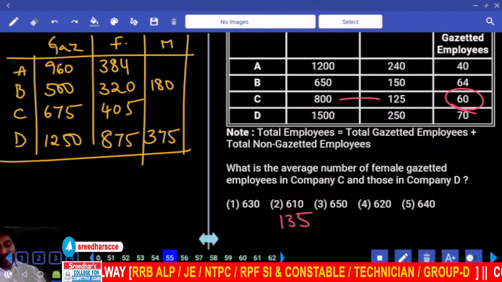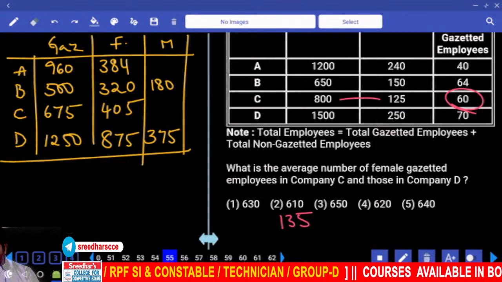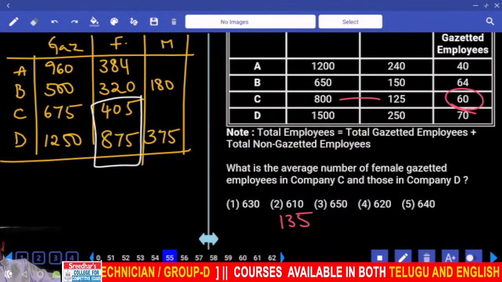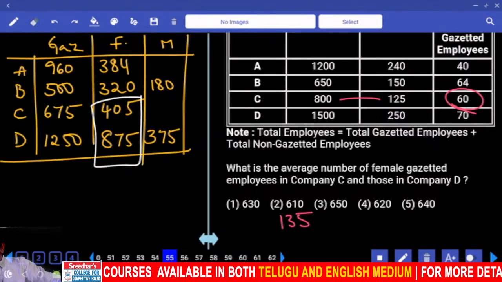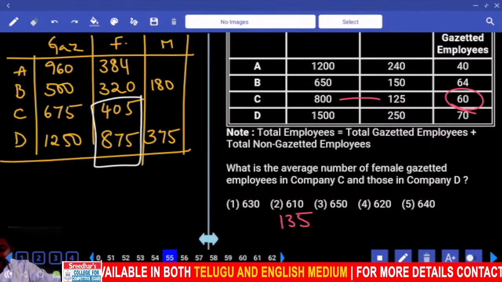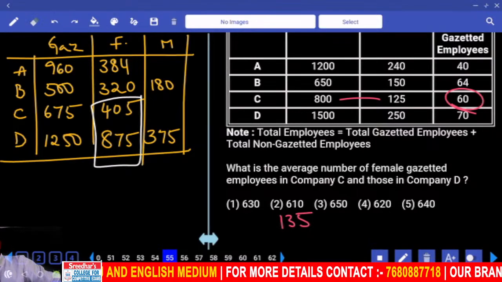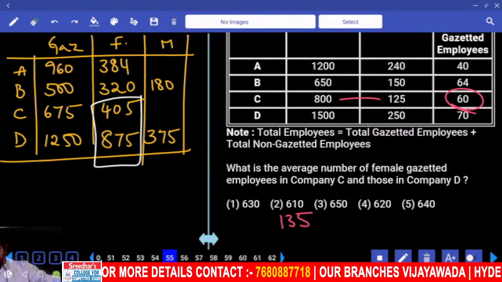Now the question is to identify female guested from C and D. Average we have to calculate, correct? Look at hundreds places only. 400, 800. Average is 600. Leaving hundreds places, remaining values 5 and 75, 80, average 40. So 600, 40.